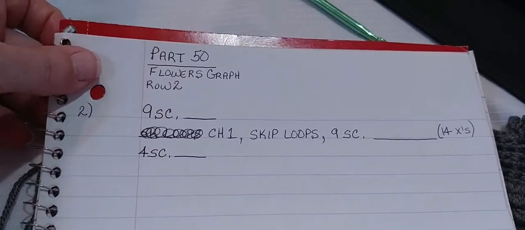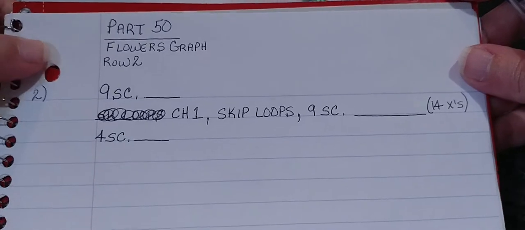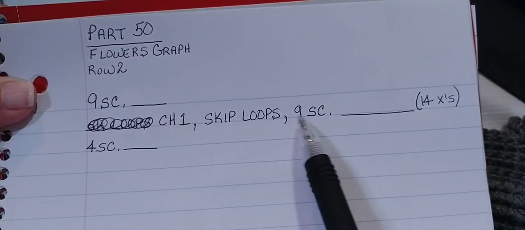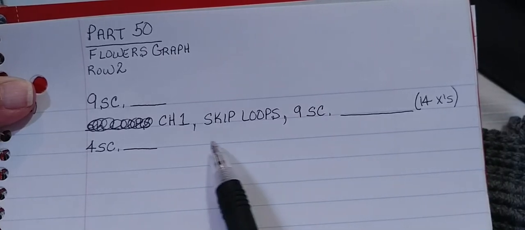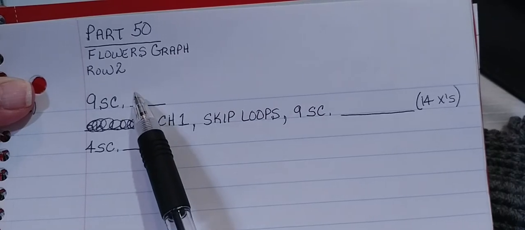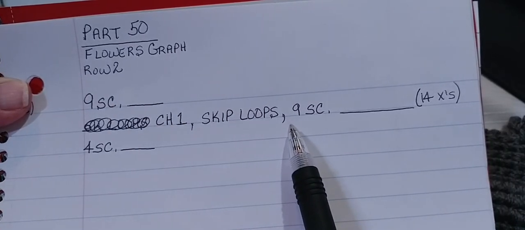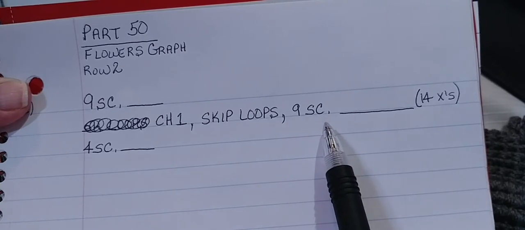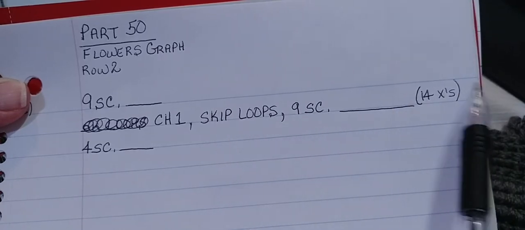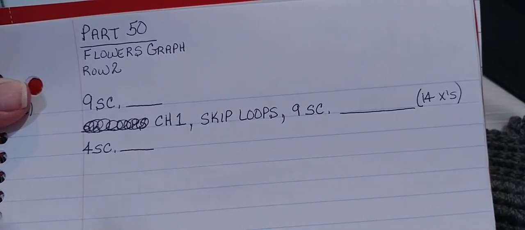This is row 2 of the flowers graph, and it's pretty simple. As you can see, we're going to be doing the same thing repeatedly down the row. It starts with 9 single crochets, and then we chain 1 and skip the chain 10 loops that we made, and we make 9 single crochets, and we do that all the way down, and we make 4 single crochets into the last 4 single crochets.